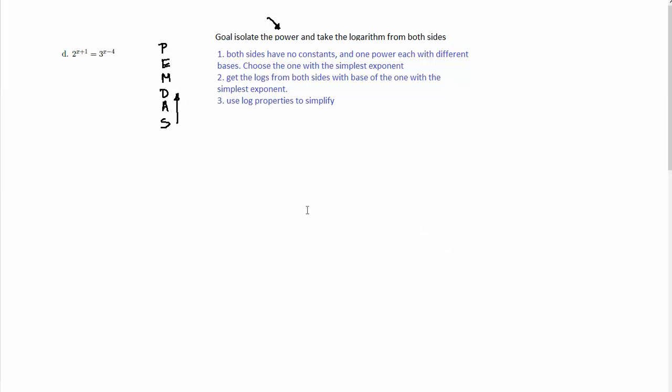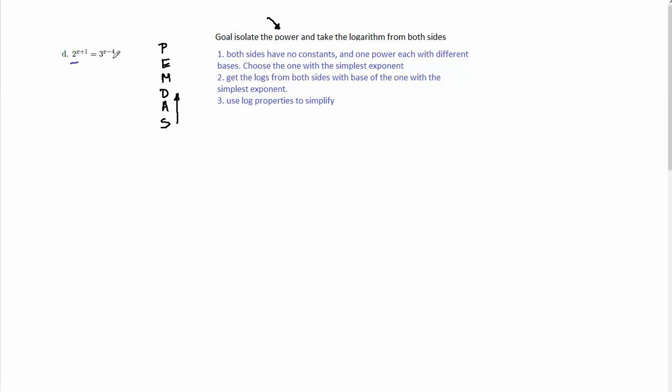Let's work on the exponential equation that you see on your screen. The first thing that we can see here is that the equation doesn't have any constants. So this means that we are ready to proceed to the next step. No constants, no coefficients, so there is no need for any cleanup here.